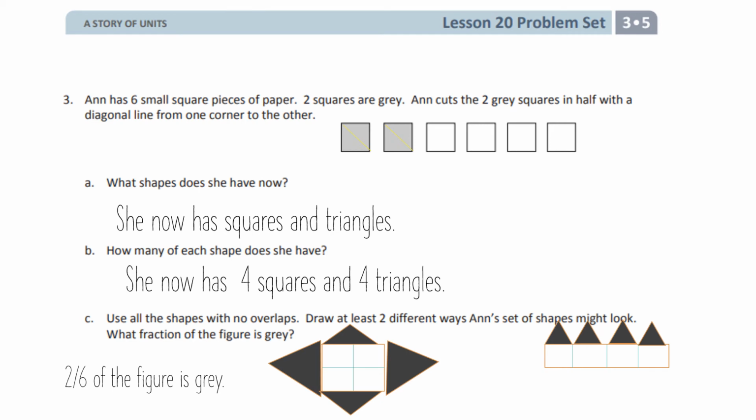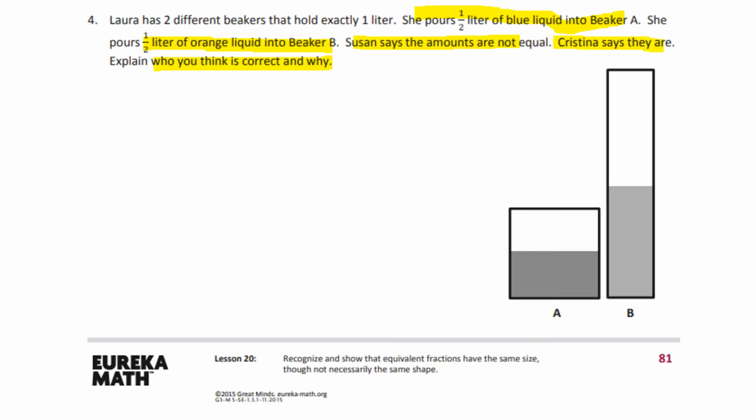For the gray, I wrote 2/6 of the figure is gray because, if you remember, 2 triangles make a square, so I just wrote it as 2/6 because originally, if you look, we had 1, 2, 3, 4, 5, 6 squares, and 2 of them were gray. All right, let's go on to the last problem.